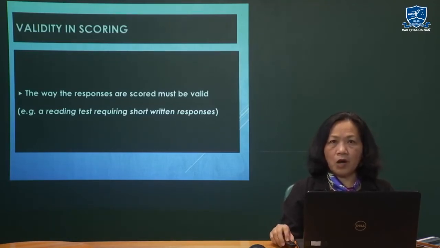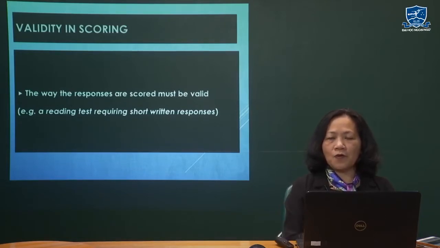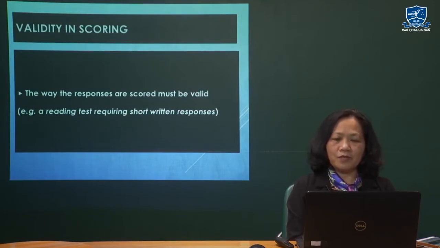Or sometimes in an oral test, instead of assessing and giving marks or scores on the students' ability to speak, the examiners may be impressed by the examinee's appearance, and the marks the examiners give the examinees might be influenced by the behavior or by the appearance of the test takers. So that's invalidity in scoring.